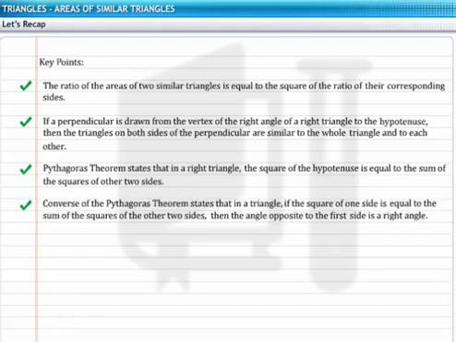The converse of the Pythagoras theorem states that in a triangle, if the square of one side is equal to the sum of the squares of the other two sides, then the angle opposite to the first side is a right angle. Hope you enjoyed this learning experience.